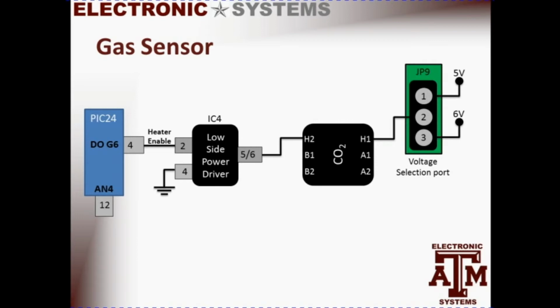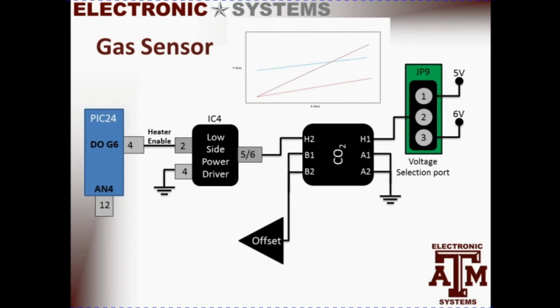The CO2 sensor produces an output voltage relative to the amount of CO2 in the environment, which is the blue line you see here in the graph. It then runs the signal through an offset, which is the red line in the graph. And after that, it goes through a gain, which then allows an analog signal from 0 to 3.3 volts to be produced and sent to the microcontroller.